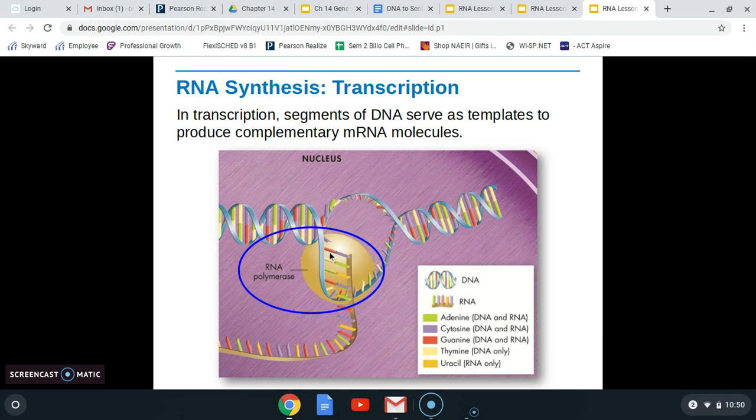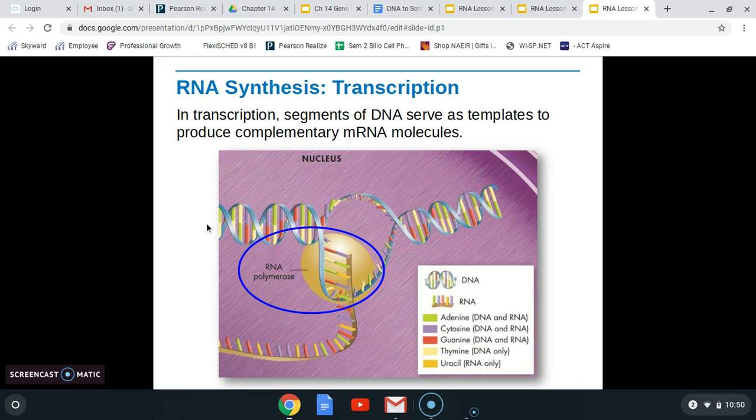So if you take a look here, this is a red base on the DNA. That's guanine. Opposite of that is cytosine. Here you can see thymine. Opposite of that is going to be adenine. Now this green one is adenine. Normally you would expect to see thymine opposite of that, but now you can see it's orange. Here is where you're going to use that uracil.